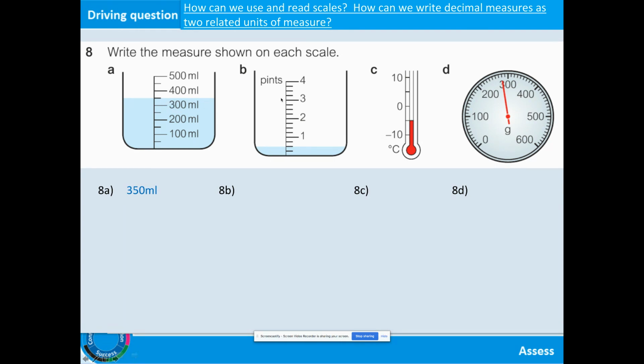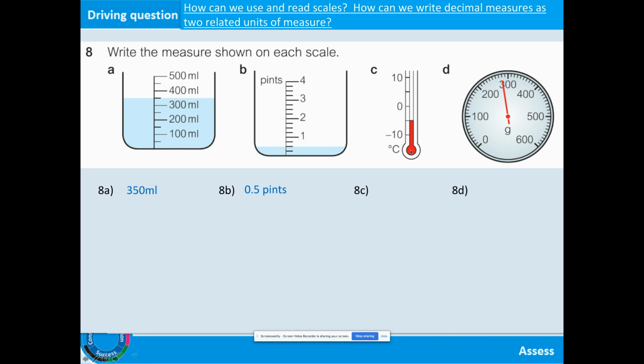Okay, this is another jug. This is filling up with pints this time, not mils. We've got 0 right at the bottom, and we've got 1 here. This looks like it's halfway between 0 and 1, so it's going to be half a pint or 0.5 pints.